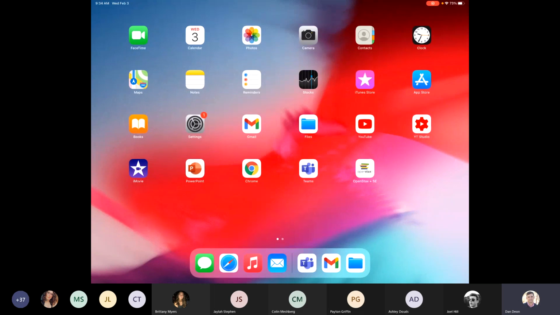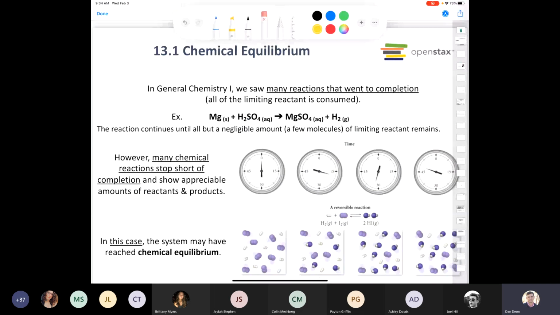All right, Chemistry 1411. This is chapter 13. We're going to start with the first section, which deals with chemical equilibrium. If you go all the way back to General Chemistry 1, you saw lots of different reactions in that class, didn't you? For example, maybe a combustion reaction or a reaction like the one that's shown right here. And what's important here is that most of the reactions that you looked at in general chemistry were irreversible reactions.